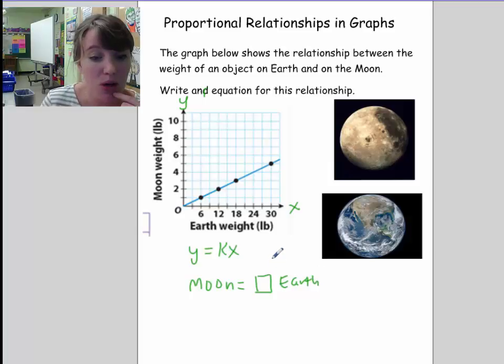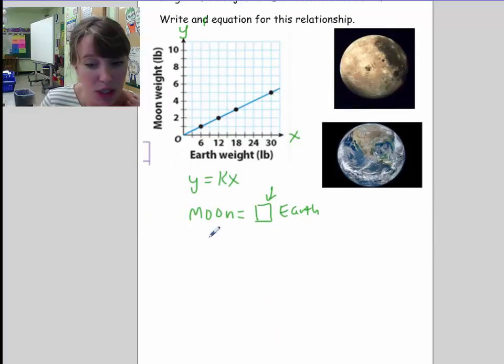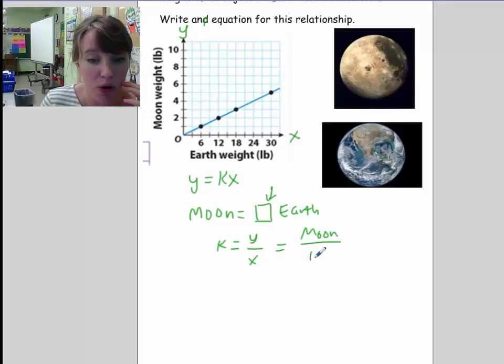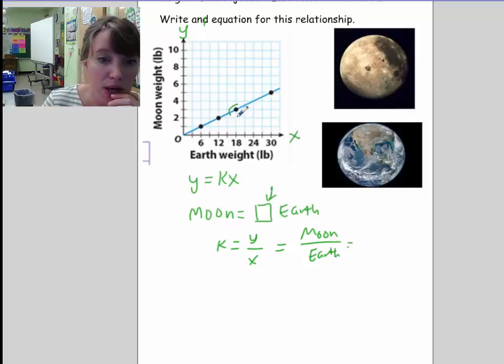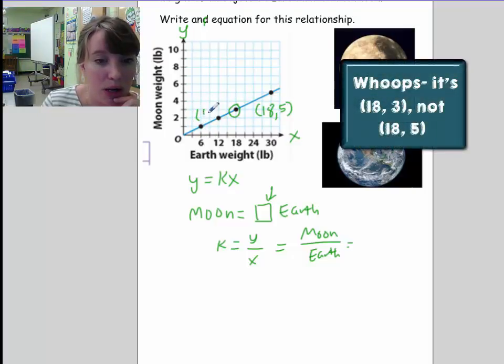What I don't know is what multiplies in order to get that. Remember we said that the other form of the equation is k is equal to y over x, and that would be a moon weight over an earth weight. So let's pick one of these points right here. This point is 18, 5. Actually, let's pick a little easier point. Let's use this one. This is 6, 1.